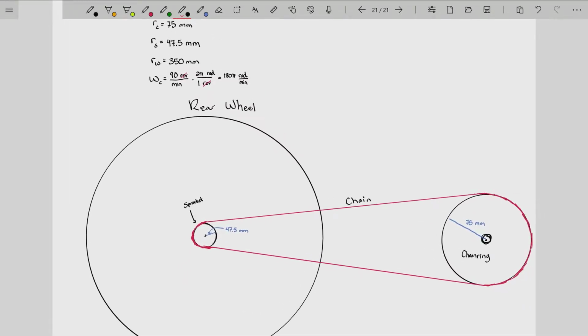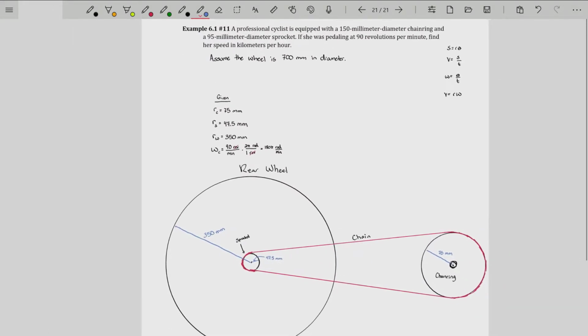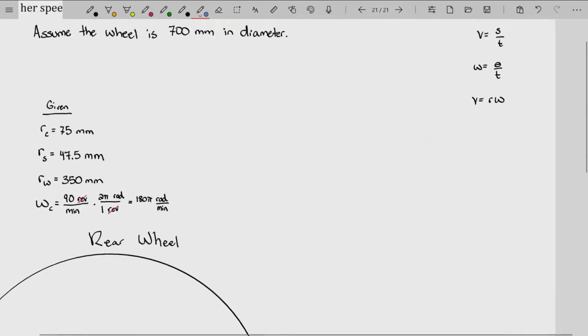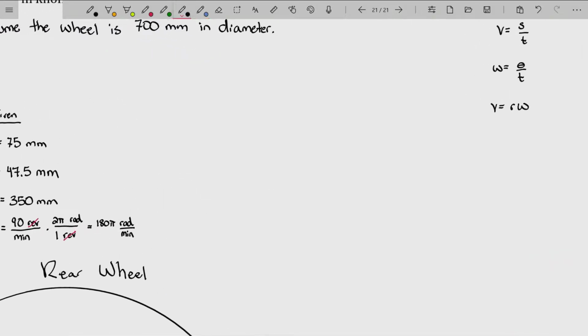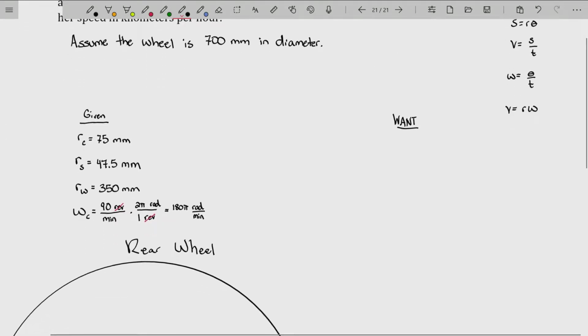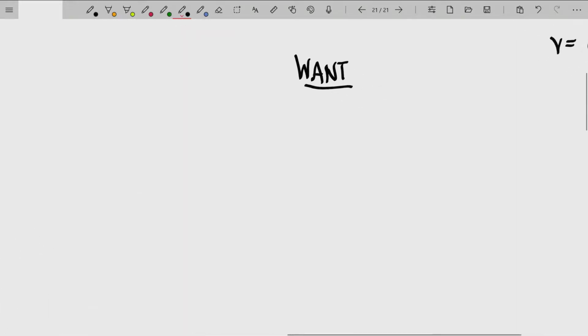Let's see if there's anything else that we're given. I should probably go ahead and write the radius of this wheel here, 350 millimeters. Why not? Honestly, they didn't explicitly hand us anything else. I'm going to write what I want over here. We want to find her speed in kilometers per hour. So basically, we want her linear speed. We want the linear speed in the end.